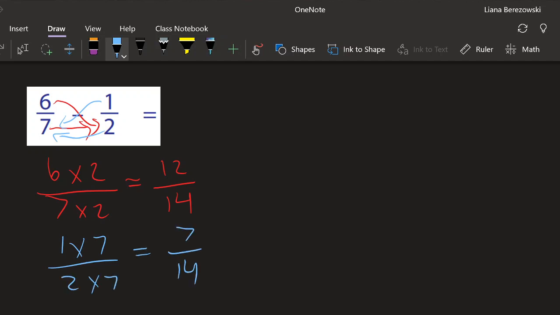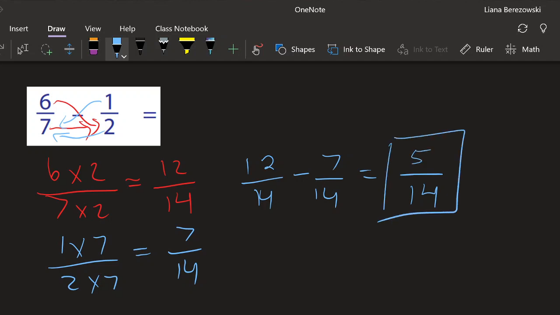So now we have like fractions. They have the same denominator, so we can subtract them. So we're going to do 12 over 14 minus 7 over 14. Our denominator doesn't change, so denominator stays as 14. 12 minus 7 is just 5, so our answer is going to be 5/14. Okay. Again, this is going to be a fraction that we can't simplify any further, so we're just going to leave our answer as 5/14.